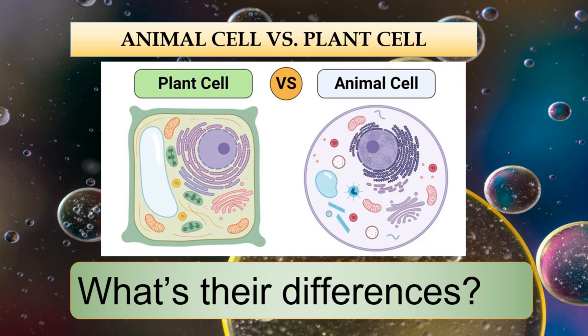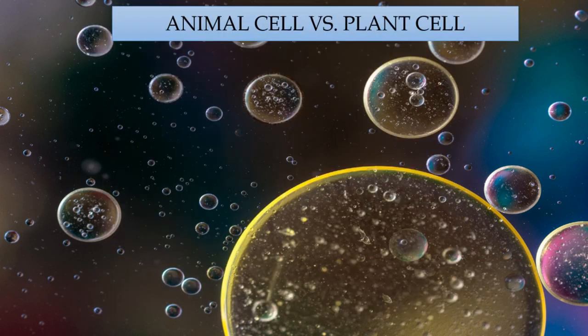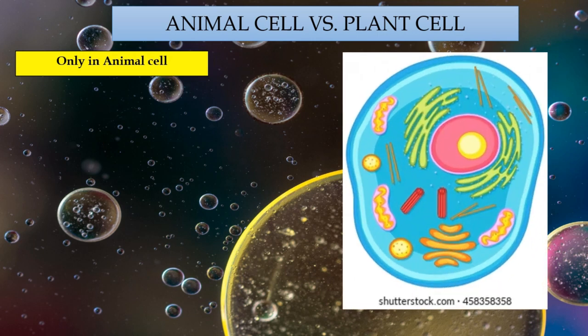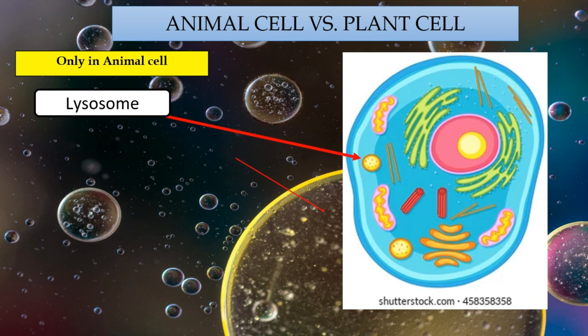Aside from the two parts, there are a lot of differences between animal and plant cells. Come with me and let's discover it. The following are the things that make animal cells unique from plant cells. First, animal cells have lysosomes, which are present only in animal cells.